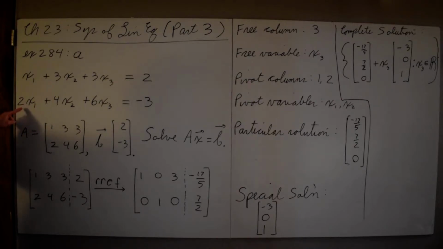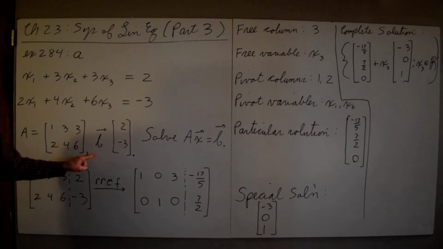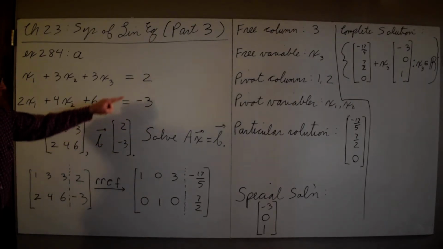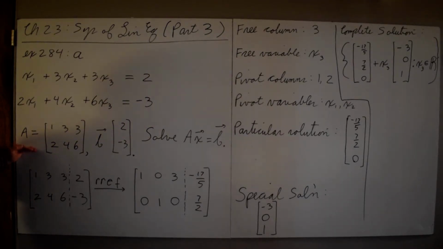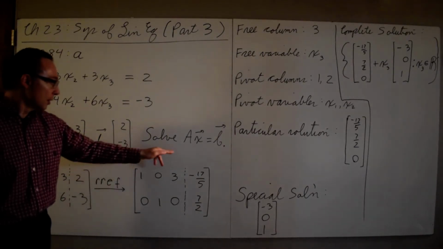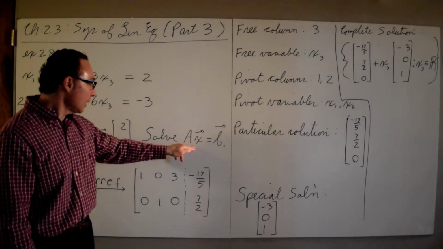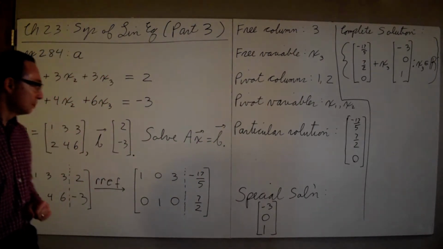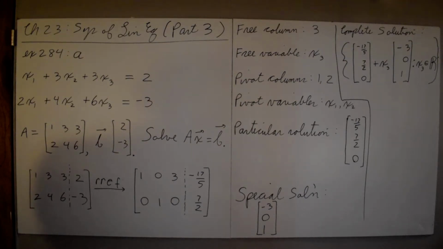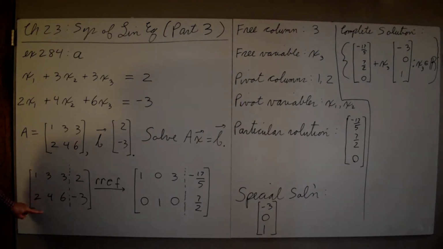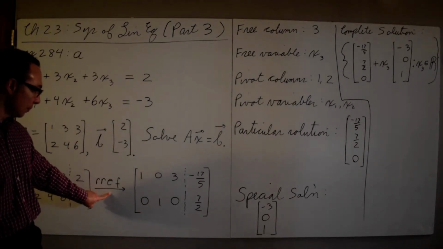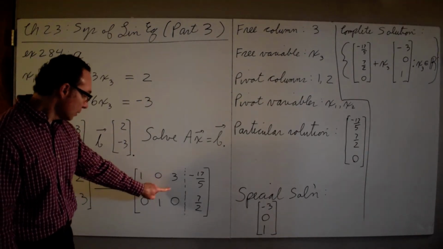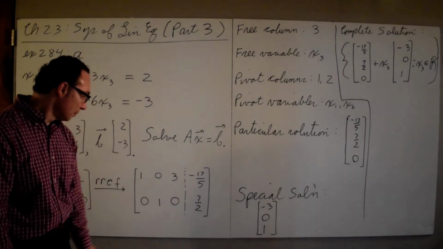So we start by looking at the coefficient matrix, A. B is the vector we make with our constants to the right of the equal sign. And solving this system of equations is a matter of solving the matrix equation AX equals B. So to do that, we'll look at the augmented matrix. We'll put it in reduced row echelon form, and we have this matrix here.